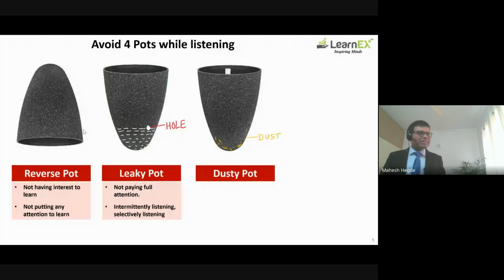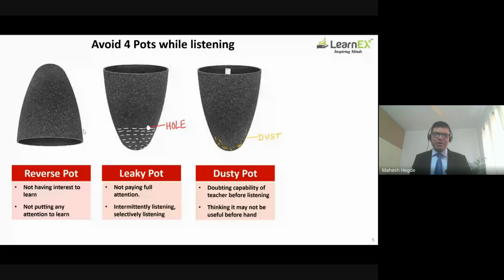The third pot that we must avoid is called a dusty pot. Dusty pot means there's a predetermined mindset. For example, oh, whatever he's teaching is of no use, or it may not come in the exam, it is not important, or I may have a preconceived notion: no, this teacher is not going to teach well. So these are all dusty pots. If there is dust in the pot, then you put water, it is not drinkable. So it's important to have a clean pot.